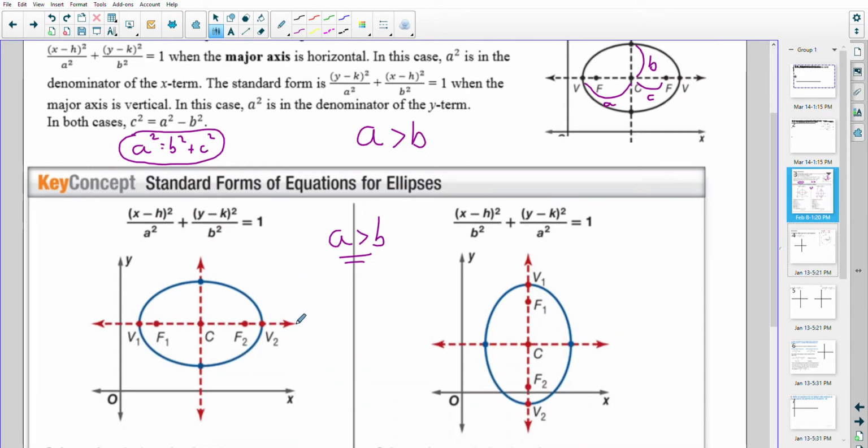This talks about the orientation. Know that A is always greater than B. So A is always the larger number. If it's with the x squared, that means the orientation is going to be horizontal. If your larger number A is with the y squared, that means you're going to have a vertical orientation.